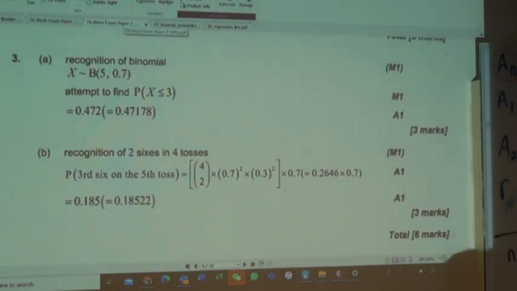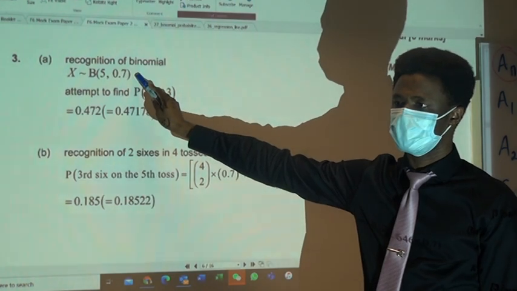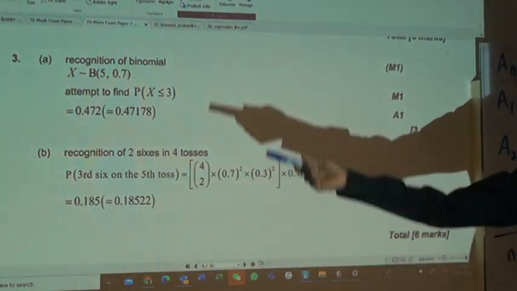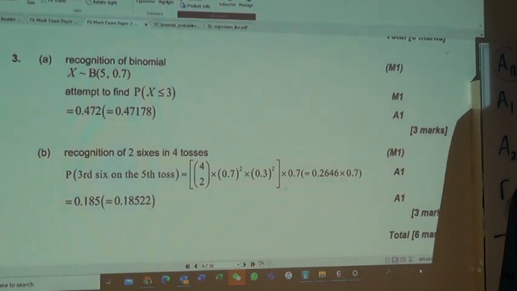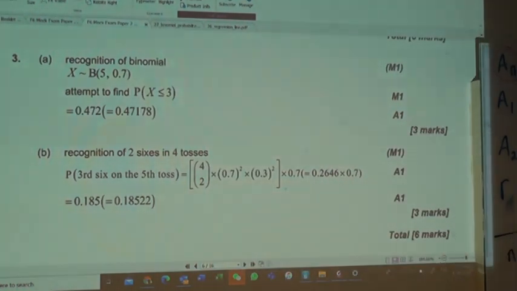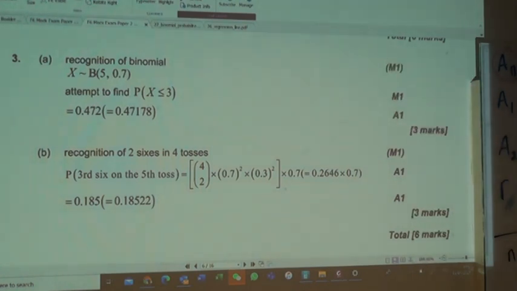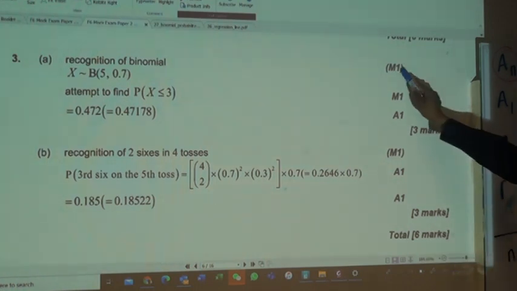So even for recognizing it is binomial, how do you show that it is binomial? You write this. If x is a random variable, then x is binomially distributed. So just put this, we know that you mean, yes, it is binomially distributed. There are 5 trials and the probability of success is 0.7. So even that alone gives you something.